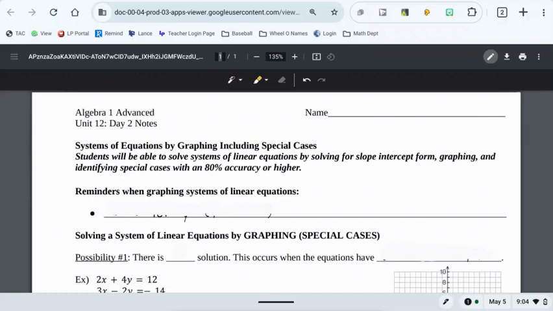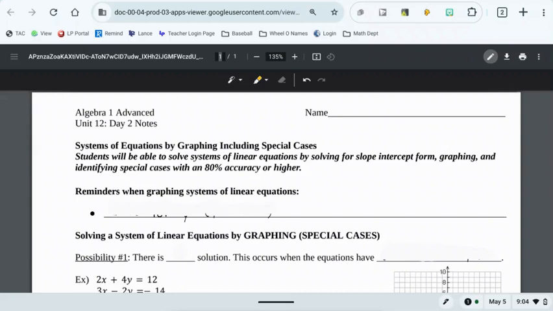Welcome back. This is Unit 12, Day 2 notes. And today we're going to be taking a look at systems of equations by graphing, including special cases. So yesterday we did just graphing, and now we are looking at special cases included in that.